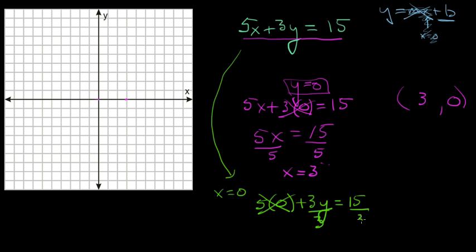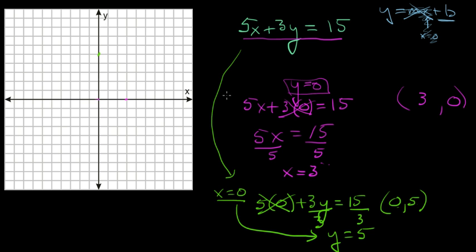Divide by 3 on both sides, and I have y equal to 15 divided by 3, which is 5. So x equals 0 goes with y equals 5. So my ordered pair is (0, 5). And what I'm doing here now, watch. 1, 2, 3, 4, 5 on the y-axis, you see? 0 is the x-coordinate, 5 is the y-coordinate.